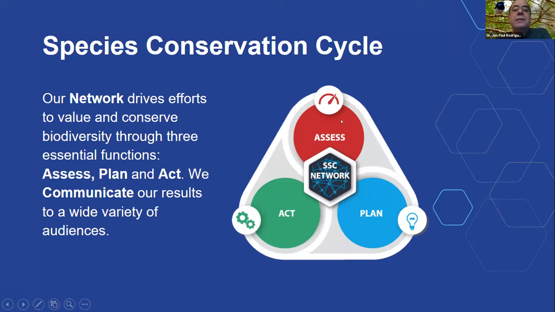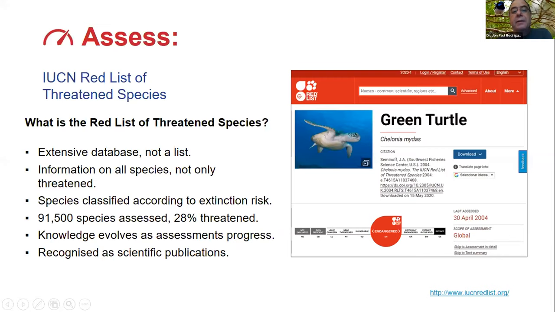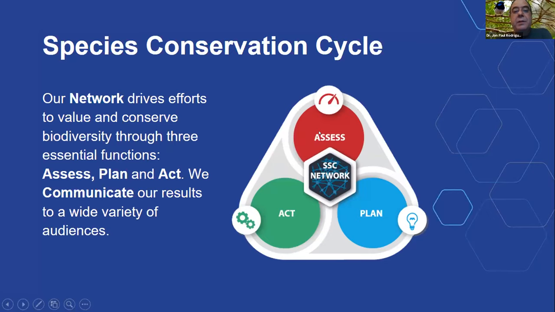So the idea is that we begin with assessments. Those assessments lead to plans. The plans lead to action. And then it comes back to assessments again as in a perpetual cycle as we implement conservation action and hopefully reduce the risk of extinction of species. Now I'm just going to speak a little bit about each one of these different components.